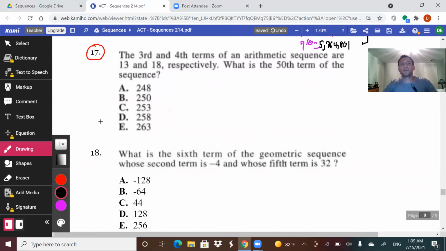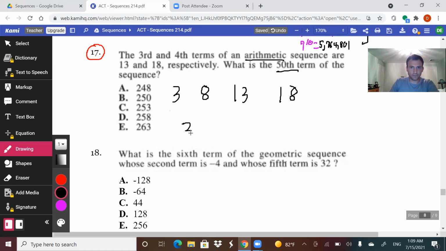This one you should be able to get if you remember the bit on arithmetic sequences that I gave you at the top. So the third term is 13. Fourth term is 18. It's an arithmetic sequence, which means we're counting. So we're counting by 5. So this is going to be an 8. This is going to be a 3. It wants to know the 50th term.